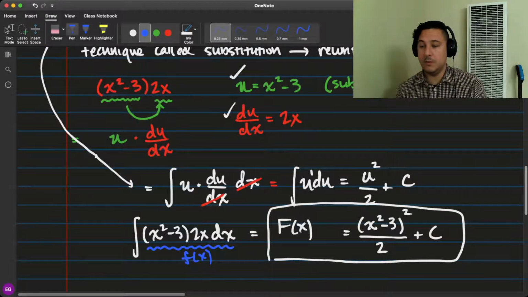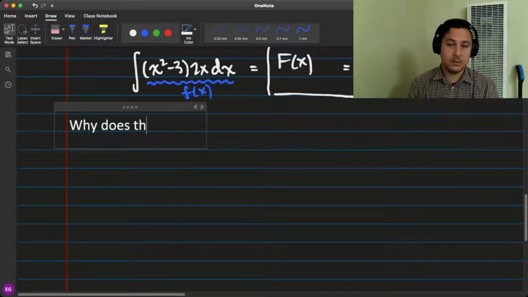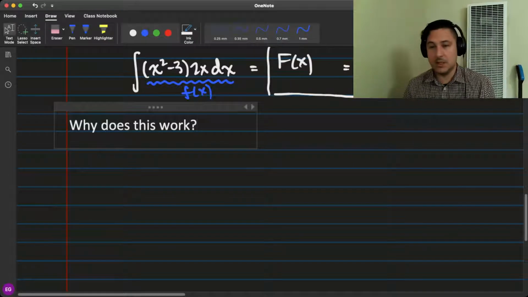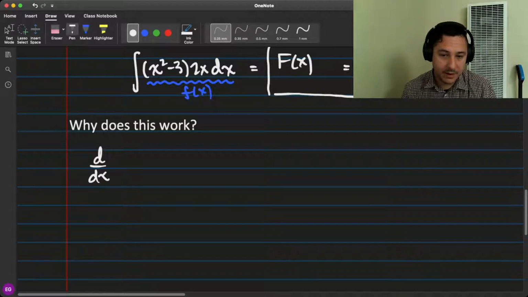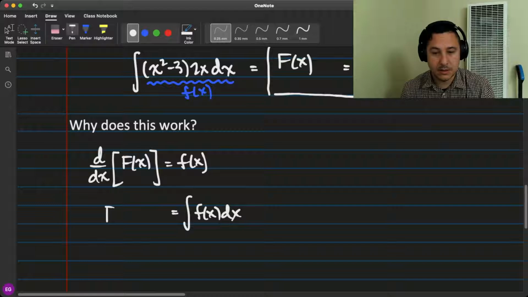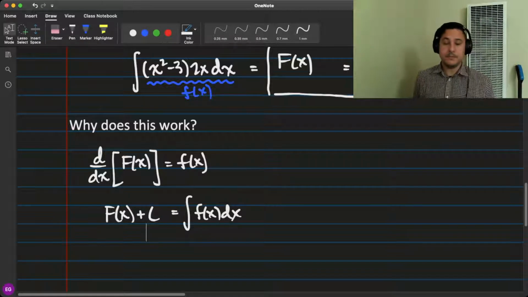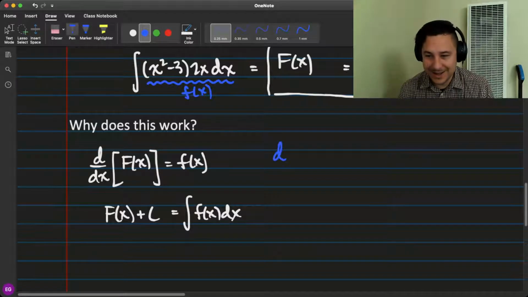So let's talk about why does this work? Okay, the reason it works goes back to this duality between the derivative of the antiderivative equals your original function, and that can be rewritten as the antiderivative of f of x equals big F of x. Okay, so what we're going to do is we're going to think of the chain rule. Do we remember the chain rule?